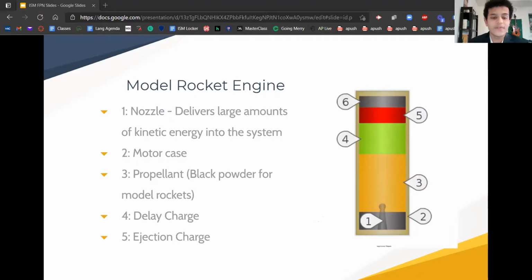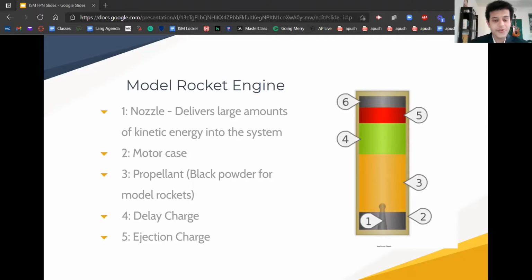A fascinating part of the model rocket is its engine, so I would like to spend a little bit of time talking about it. In the diagram, number 1, the nozzle, is a crucial part of a model rocket engine. It delivers large amounts of kinetic energy into the system by squeezing gases into a tiny tube. So it follows the principle of conservation of flow rate, and using that, it can deliver large amounts of kinetic energy into the system. Number 2 is just the motor case that encloses all the contents of the engine.